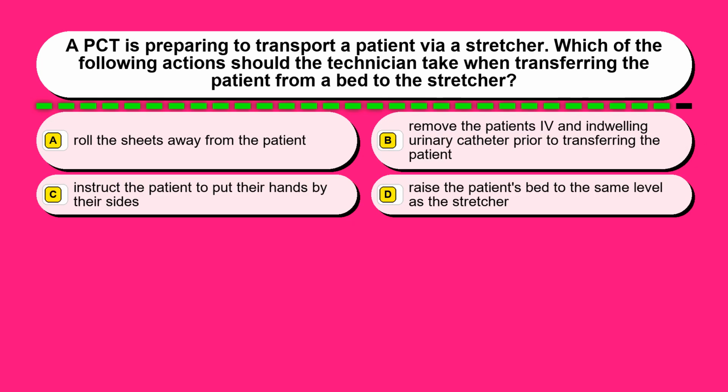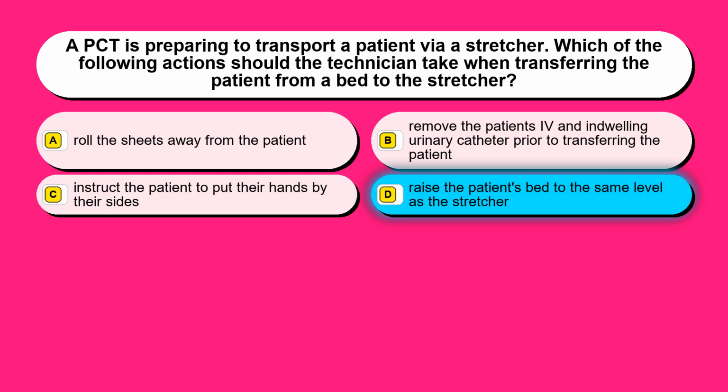Question 45. A PCT is preparing to transport a patient via a stretcher. Which of the following actions should the technician take when transferring the patient from a bed to the stretcher? Option A, roll the sheets away from the patient. Option B, remove the patient's Foley indwelling urinary catheter prior to transferring the patient. Option C, instruct the patient to put their hands by their sides. Option D, raise the patient's bed to the same level as the stretcher.